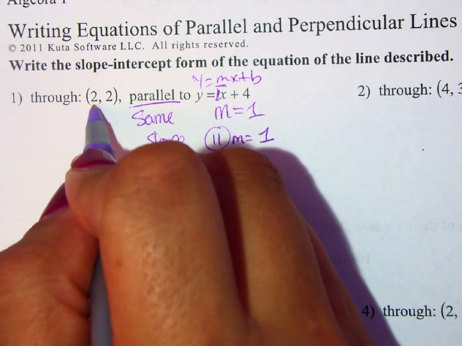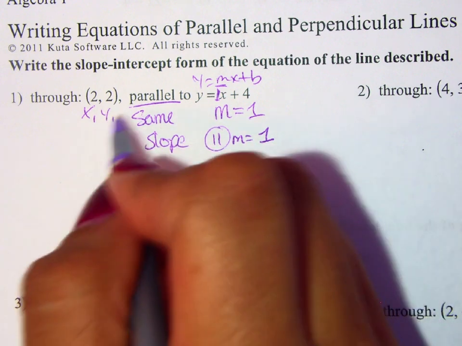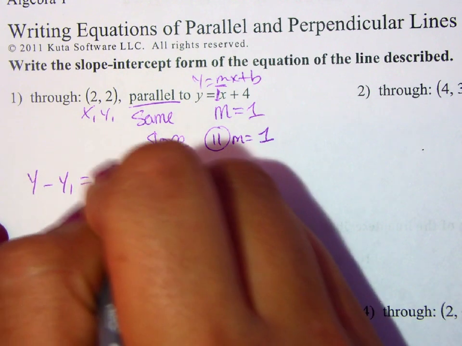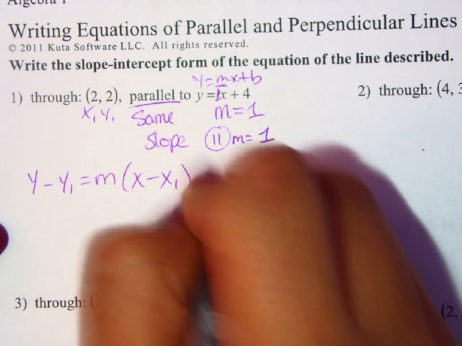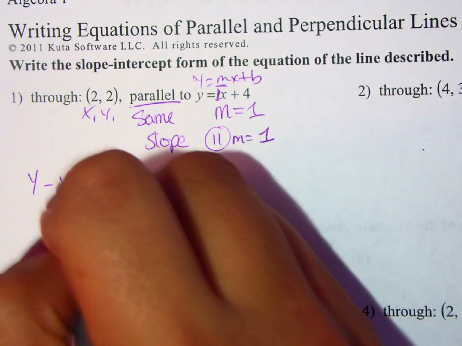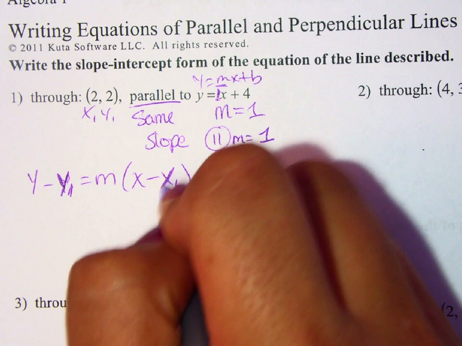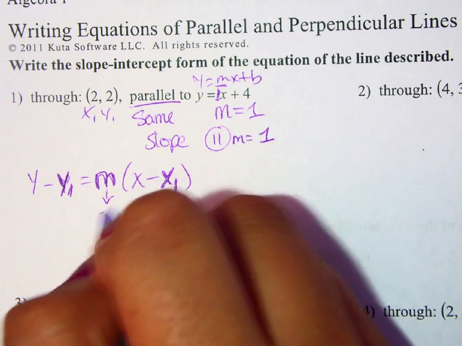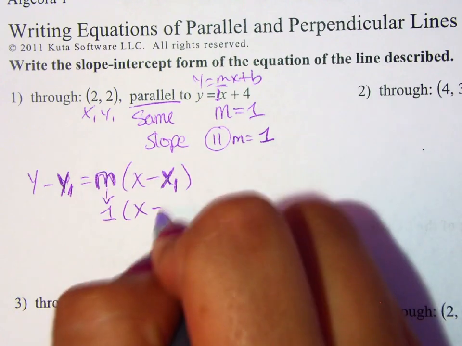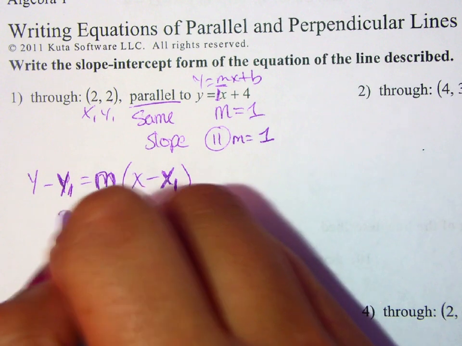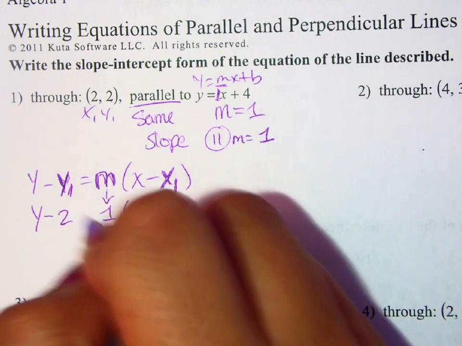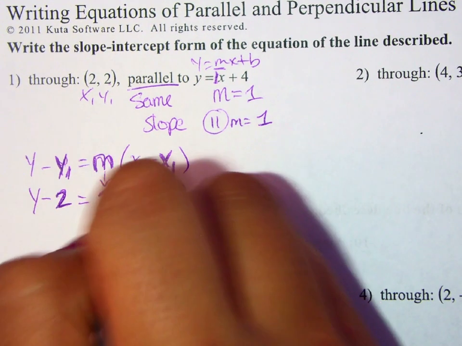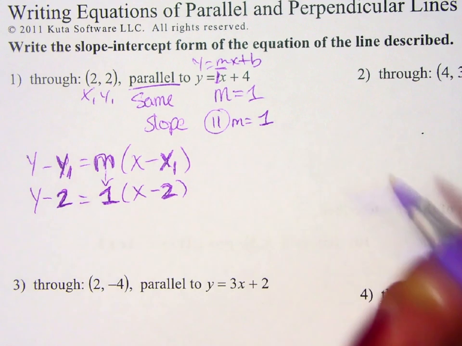We are going to use this point as x1, y1 in the point slope formula. So we're going to have y minus y1 equals m times x minus x1. This formula is used whenever we have a point to replace right here, y1 and x1, and then we have a slope given. In this case, we have the slope of 1, and we have the x value of 2 and the y value of 2. So we're going to have y minus 2 equals 1 times x minus 2. So we just replaced these values with the given information.